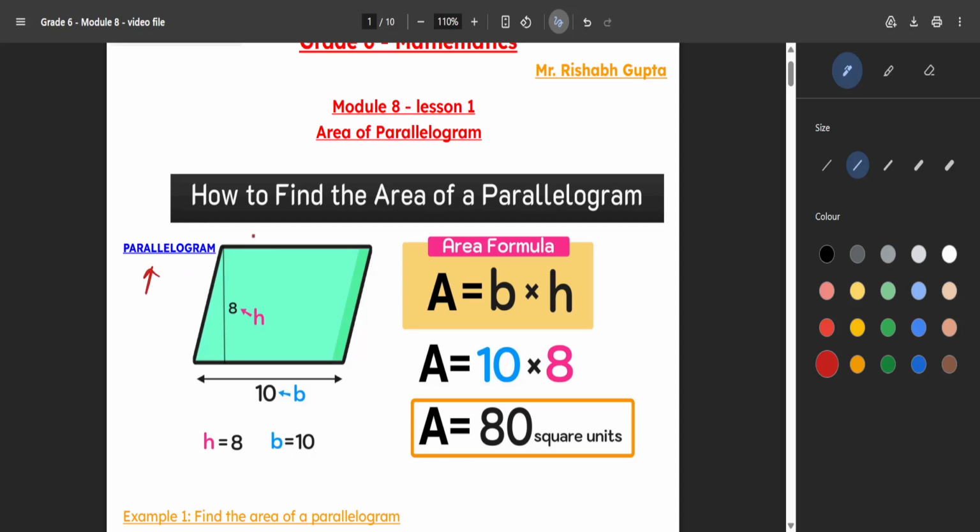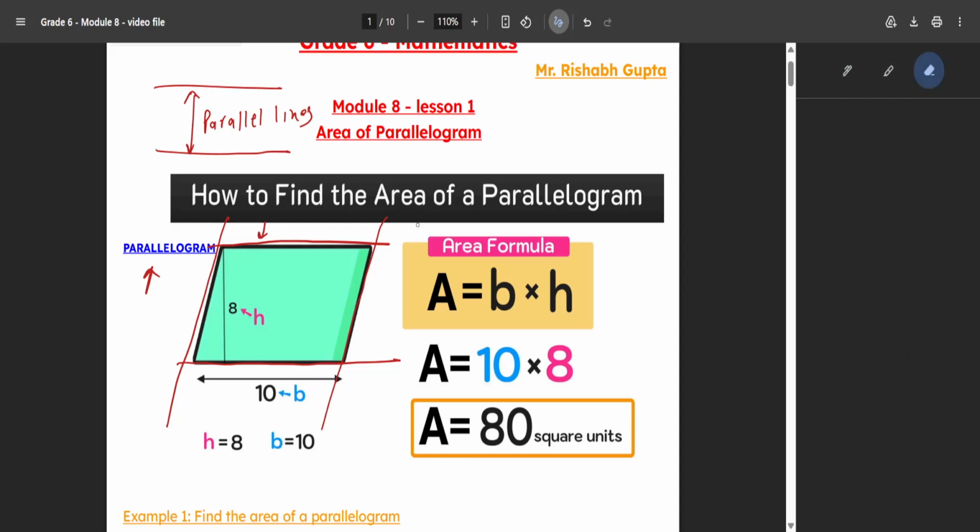Check here, I have made a parallelogram for you. This shape is known as parallelogram. Why do I call it parallelogram? Parallel lines means the lines which never cut each other. In the parallelogram, the opposite sides are parallel. Check this line and this line. They will never cut each other. Similarly, this line here and this line here, they are also parallel. They will never cut each other. So from the name parallel lines, its name became parallelogram.